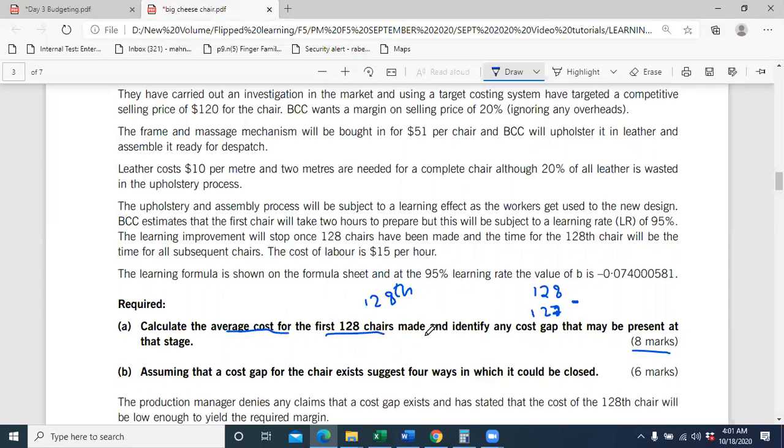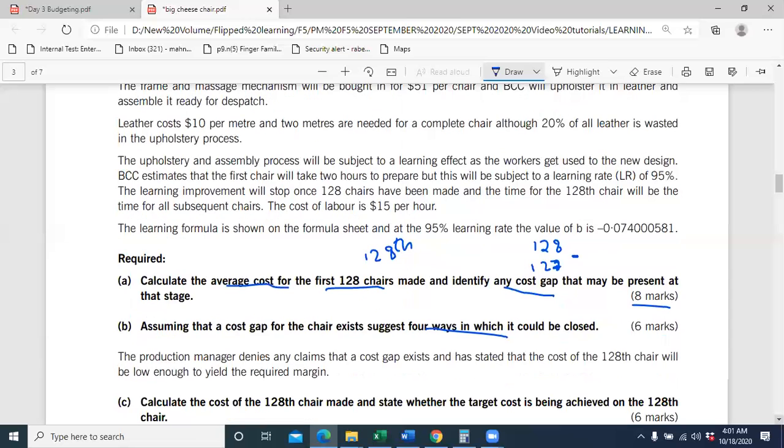And per unit, average cost per unit, and identify any cost gap that may be present at that stage. So actually this question is a mix of target costing and learning curve question. Okay, and then in part B, it's a theoretical one, assuming that there is a cost gap, so just 4 ways it could be closed.